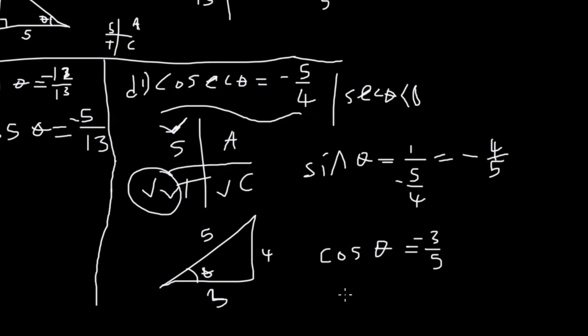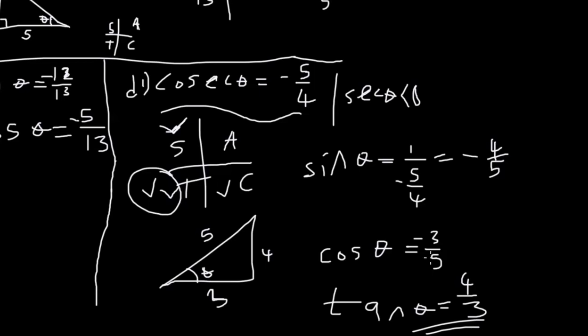Then we move on to finding tan. So tan theta is going to be, SOHCAHTOA, opposite over adjacent. So my opposite there is going to be 4, and then my adjacent of course is 3. And then since we're in the third quadrant, tan is positive in the third quadrant, so you leave it like that.